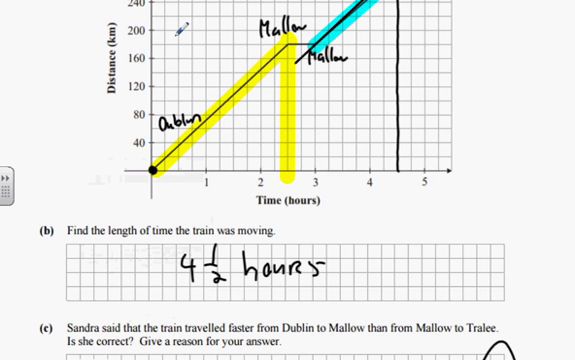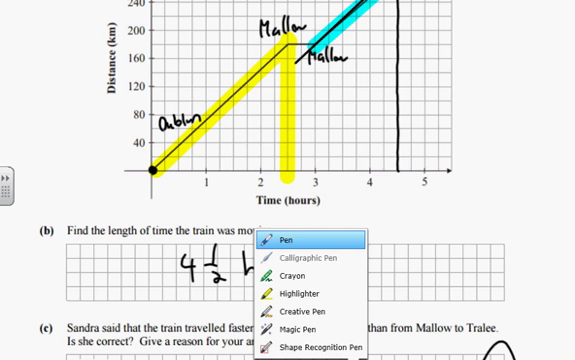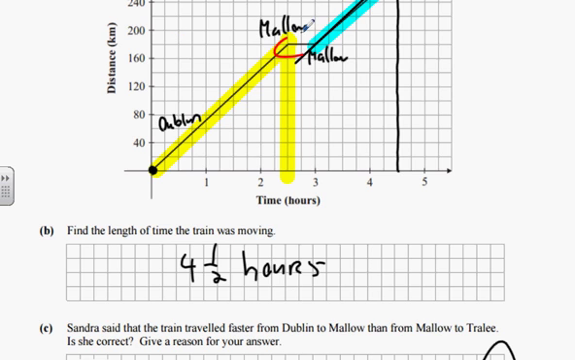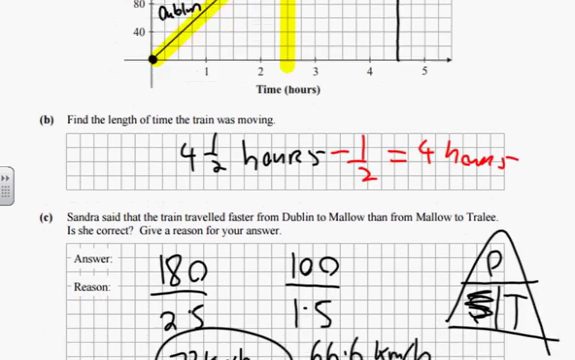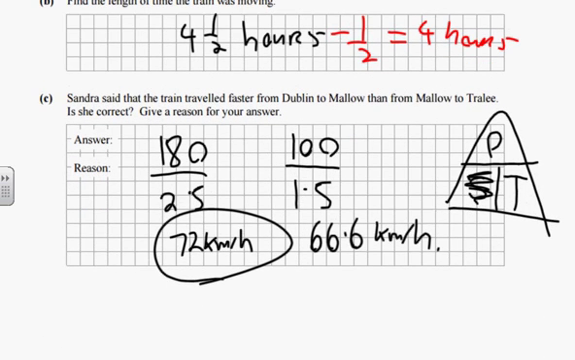For question B, guys, just a quick note. The train travelled 4.5 hours total, but the train wasn't moving at this part here. So we've got to take away half an hour, which gives me 4 hours in total. Good job, Ben. It didn't affect any of the subsequent questions. Okay, everybody happy enough with that? Anything else? We're good?